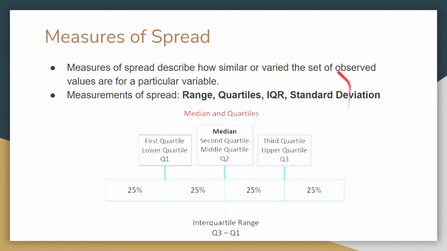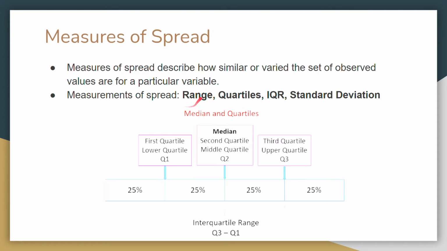Now we want to get into this concept of measures of spread. Measures of spread are different ways that describe how similar or varied the set of observed values are for a particular variable. The four measurements of spread that I'm going to be covering today are the range, briefly, quartiles, the interquartile range, and the standard deviation, which is of extreme importance.